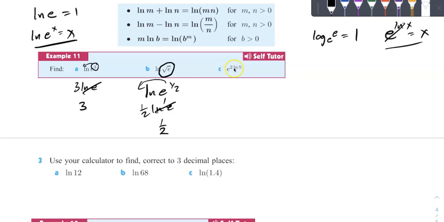Over here, now these do not cancel out. They're right next to each other. You might think, oh, e and natural log cancel out, but the 2's in the way. So get rid of that 2. Move it to a power. So e to the natural log of 5 squared. And now these cancel out. And you get 5 squared, or 25.